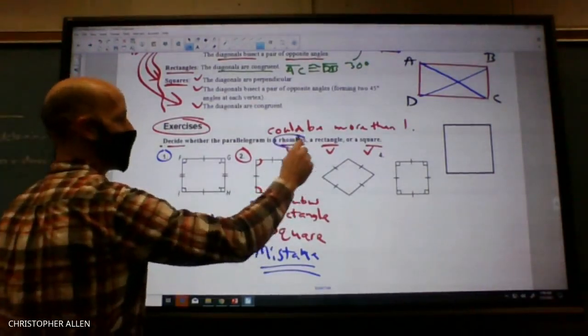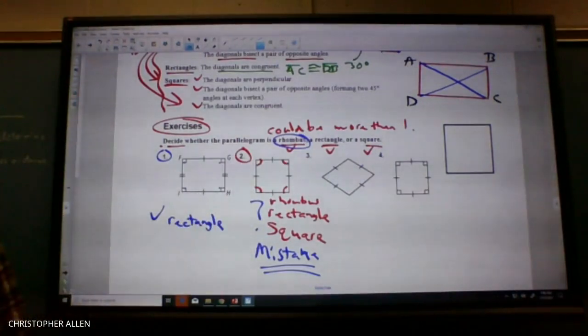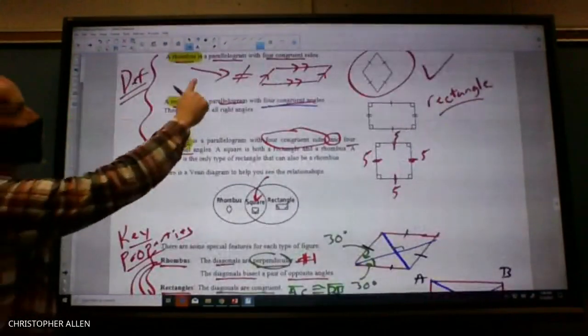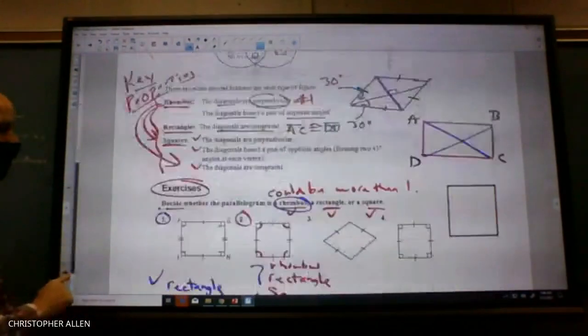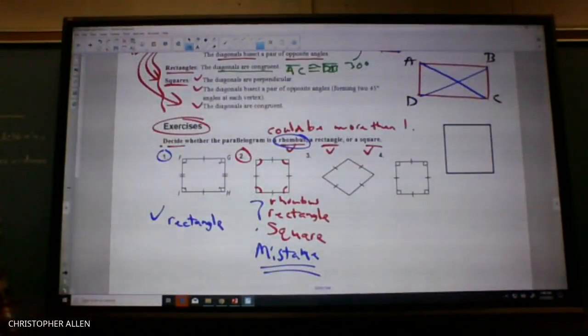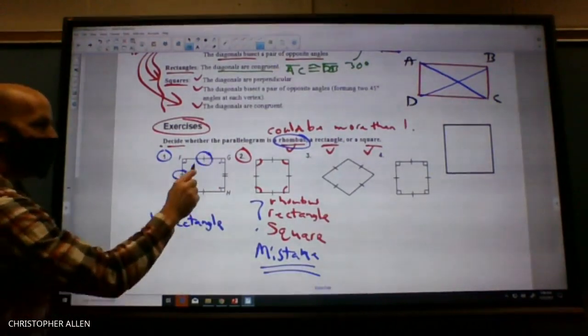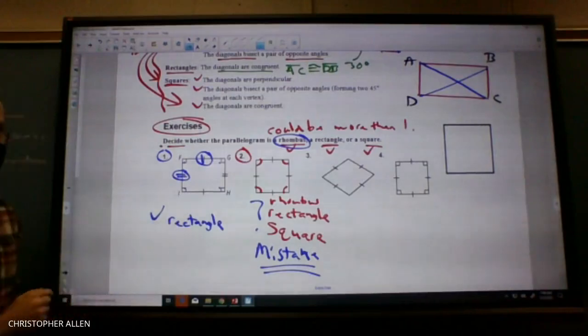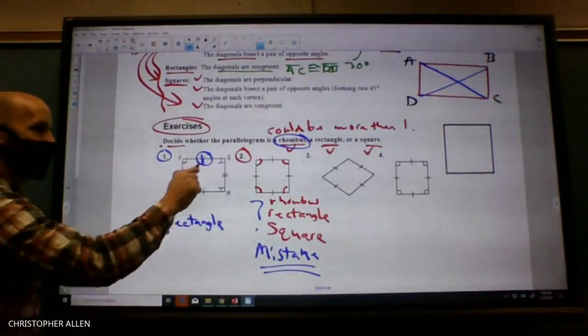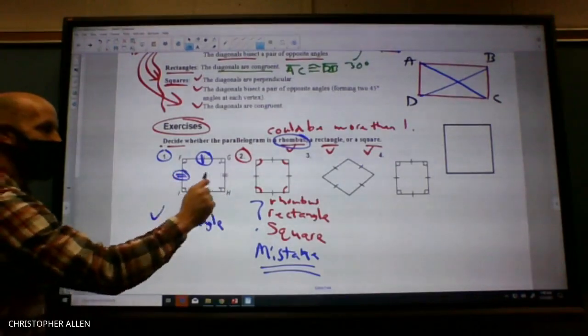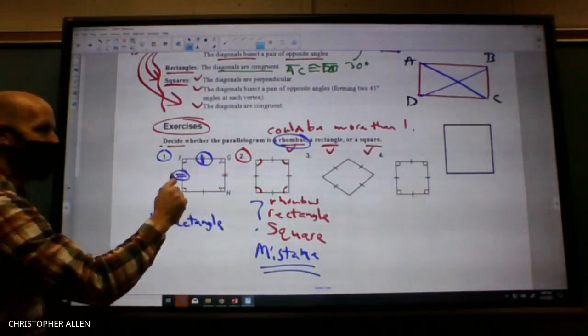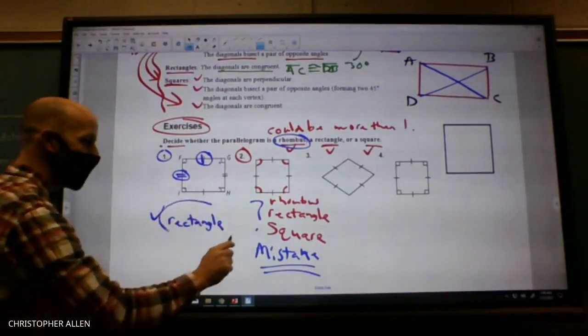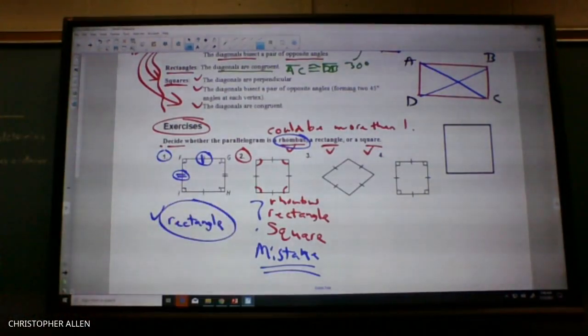Is this a rhombus? Well, in order for it to be a rhombus, we have to have 4 congruent sides. Do we have 4 congruent sides here? The answer is right here and here. You see how there's only one mark here, but there's two marks here? That means that these two sides are congruent and that these two sides are congruent, but it does not mean that these two sides are congruent. So the only answer for number one is rectangle. Rectangle is the only answer that is correct here.